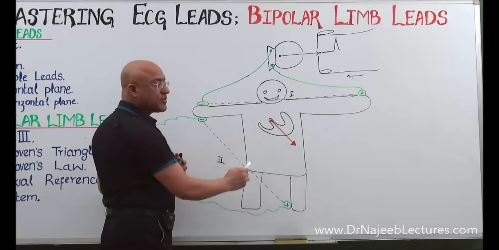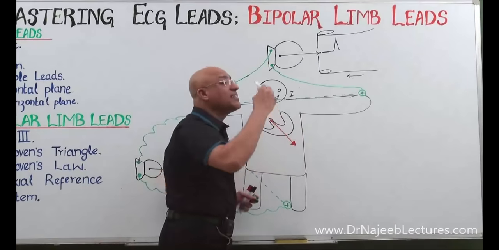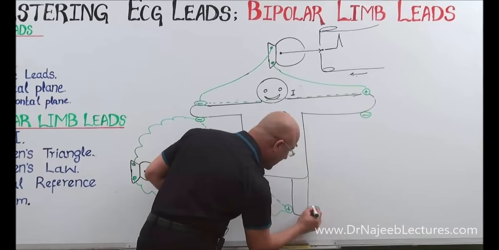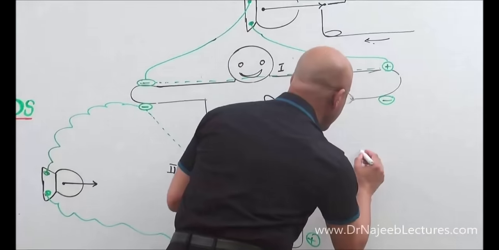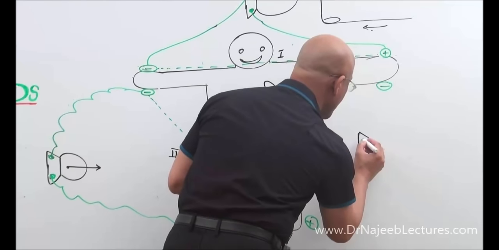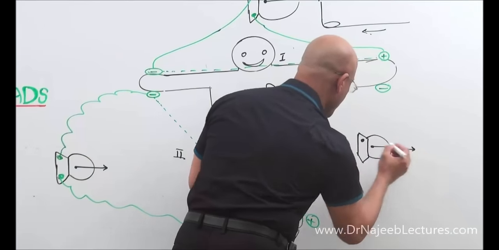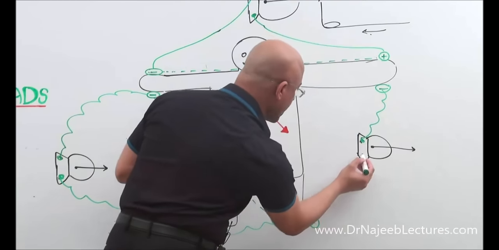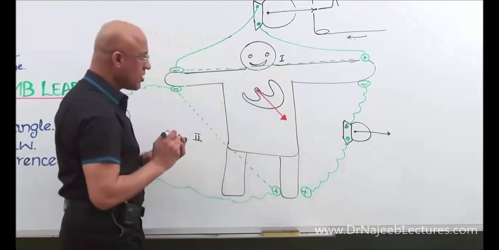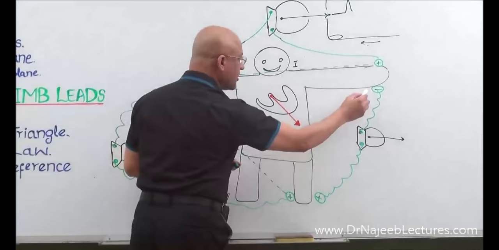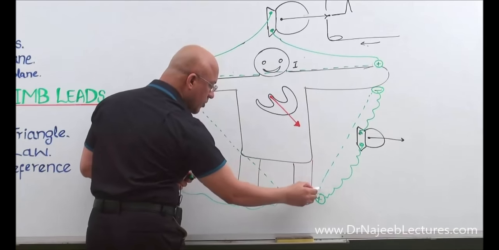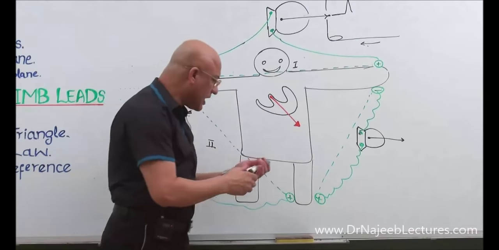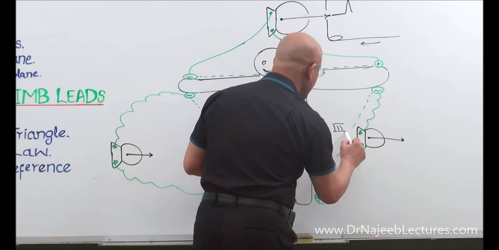To record the electrical activity of the heart from another angle, you put the negative electrode here and you put the positive electrode here, and here is your third galvanometer or machine, right? This is the negative electrode and here is the positive electrode. Here the axis of this lead is directed downward and rightward. This is called limb lead number 3.